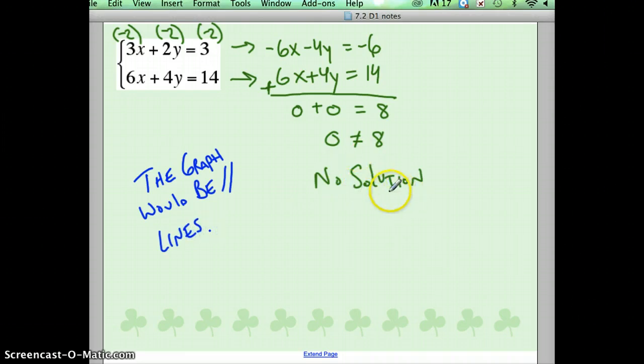Because if it has no solution, that means they never touch. The book uses the word inconsistent. You don't need to use inconsistent. You can just say no solution. I'm totally happy with no solution. Okay?